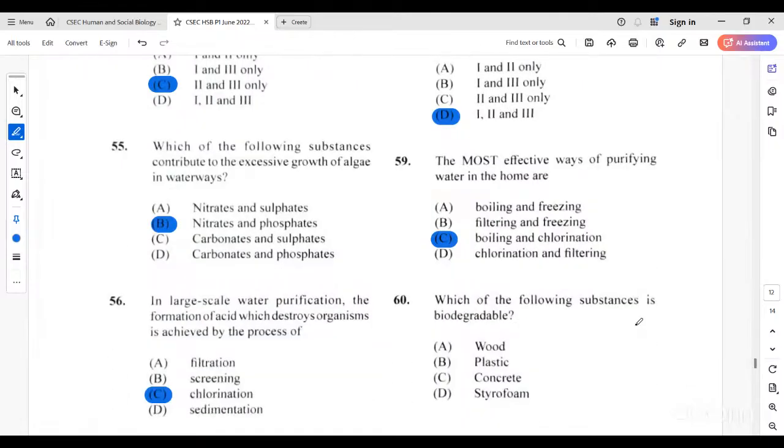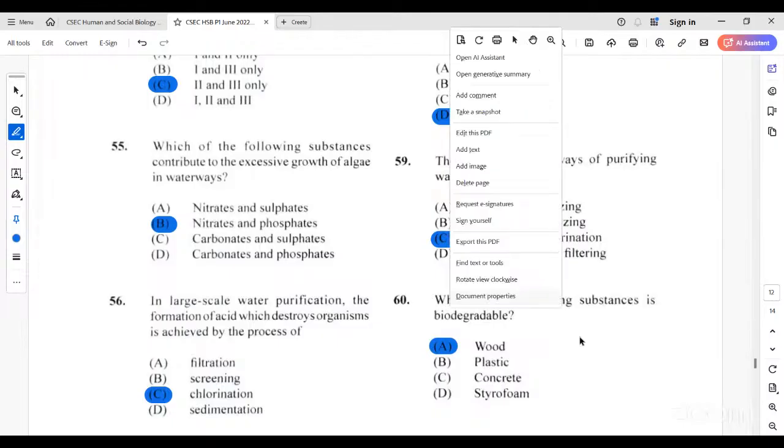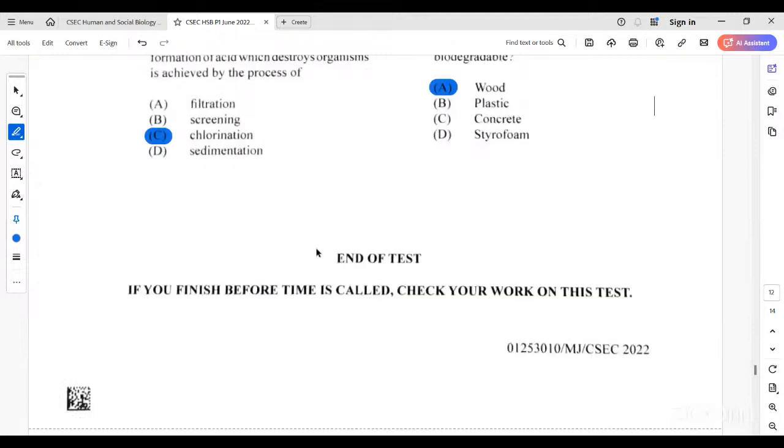Which of the following substances is biodegradable? Wood, plastic, concrete, styrofoam. Biodegradable means it can be broken down in nature, and it would be wood. Plastic, concrete, and styrofoam would last a really long while, even in nature. So this question 60 means we come to the end of the questions for section E, which means we have finished the exam. If we go down, we should see end of test.